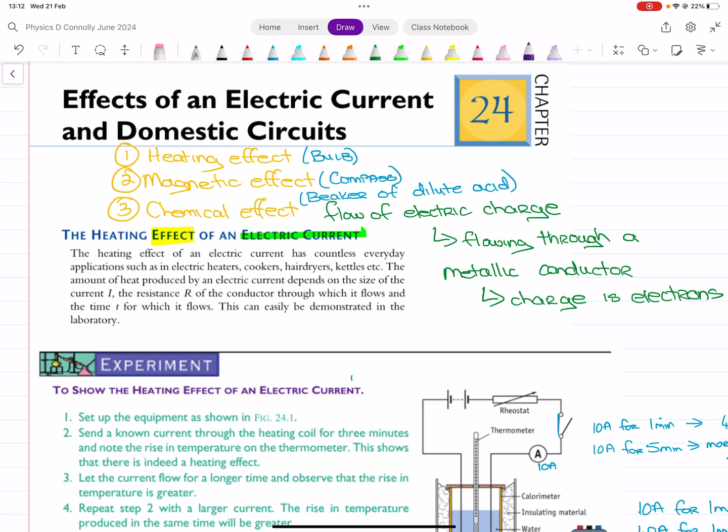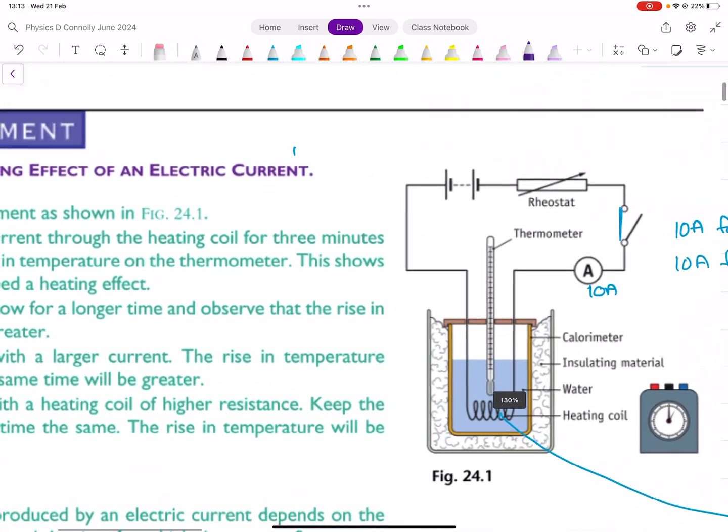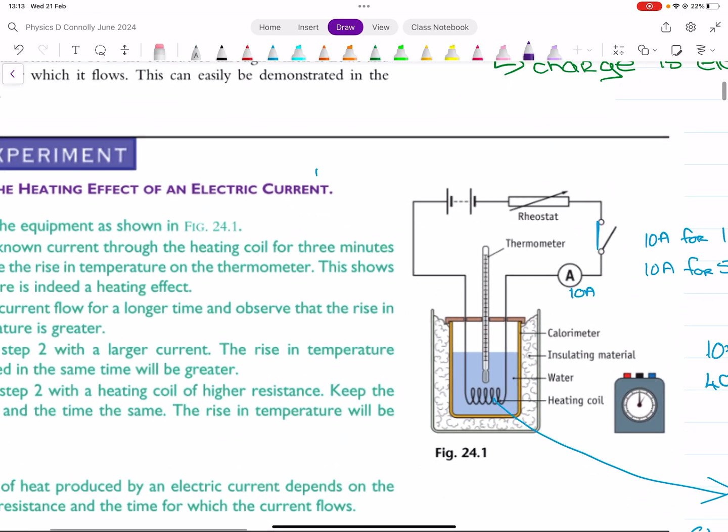Okay, so we are going to talk about the heating effect. And this is going to lead us on to electricity 1, the first electricity experiment. Obviously not the first one we've done, because we've already done like 3 or 4 of them. But yeah, it is electricity 1. It's Joule's law.